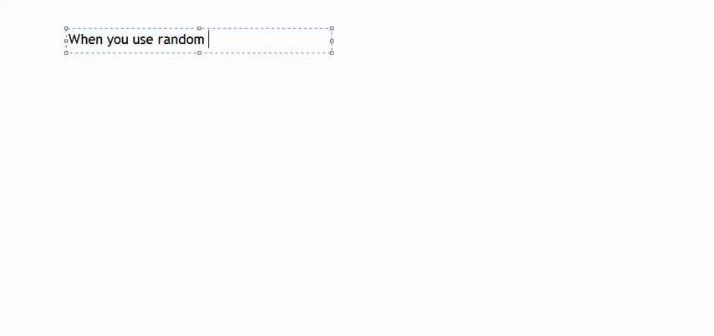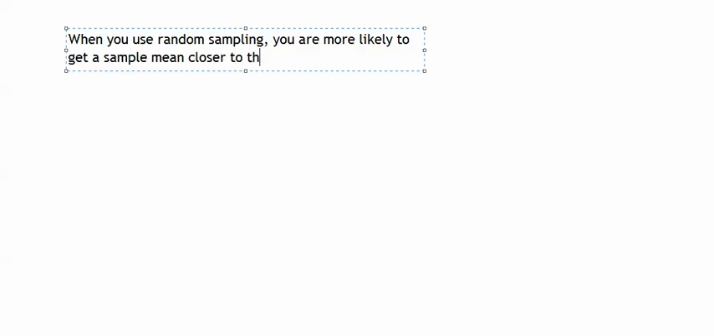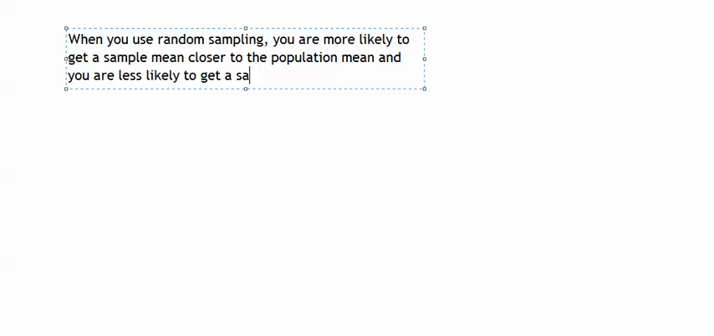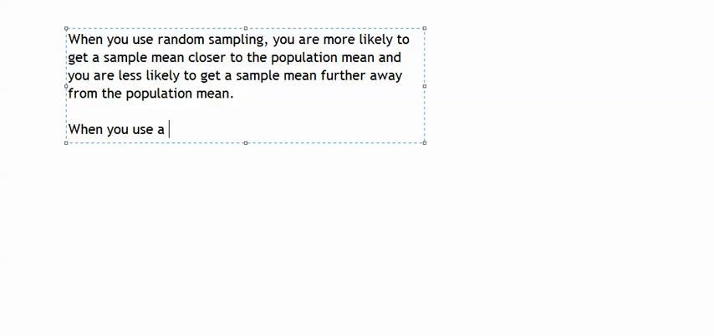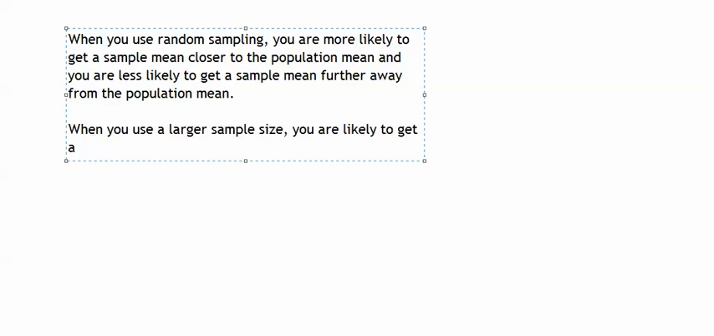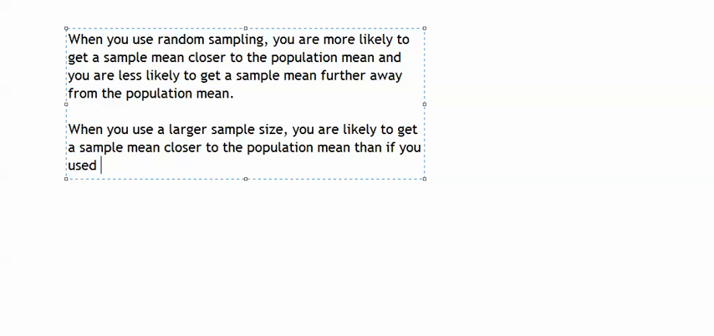When you use random sampling, you are more likely to get a sample mean closer to the population mean in the green area, and you are less likely to get a sample mean further away from the population mean in one of the black areas. When you use a larger sample size, you are likely to get a sample mean closer to the population mean than if you used a smaller sample size.